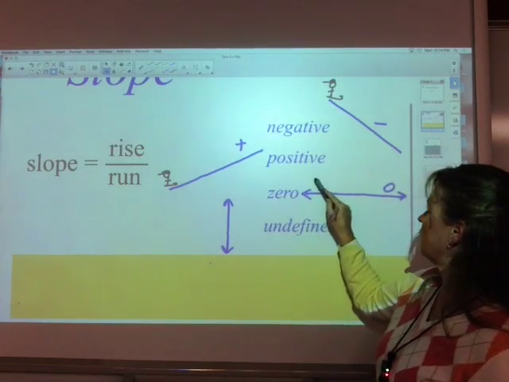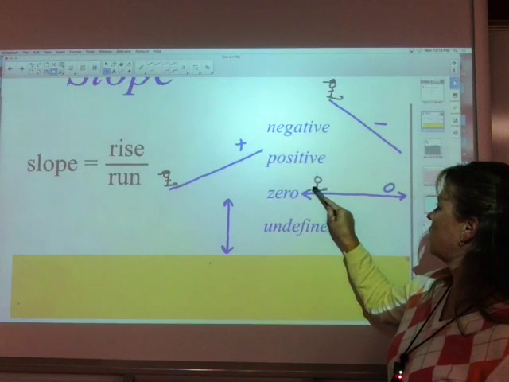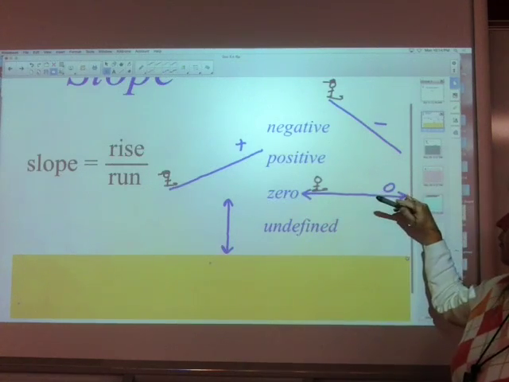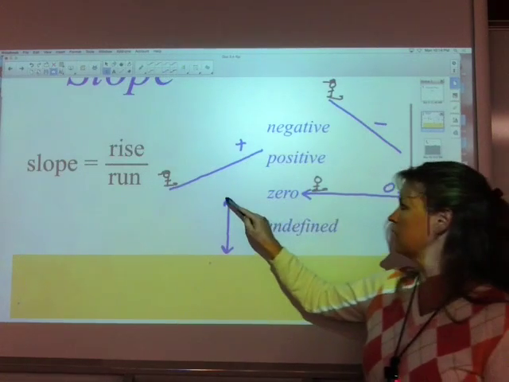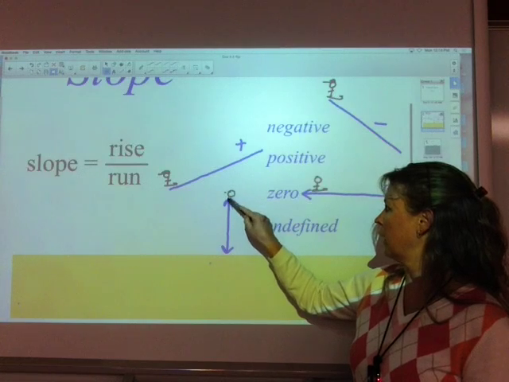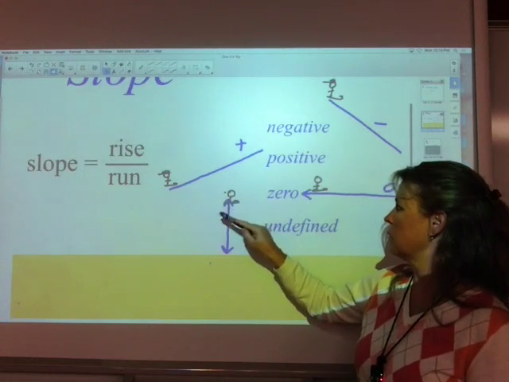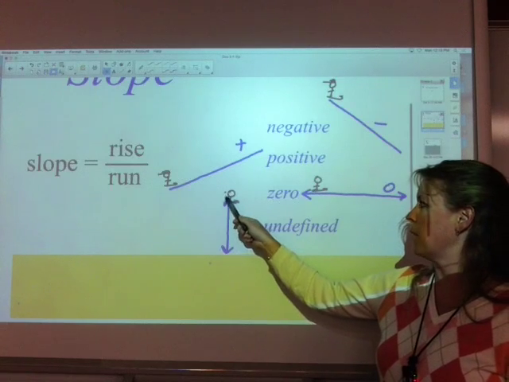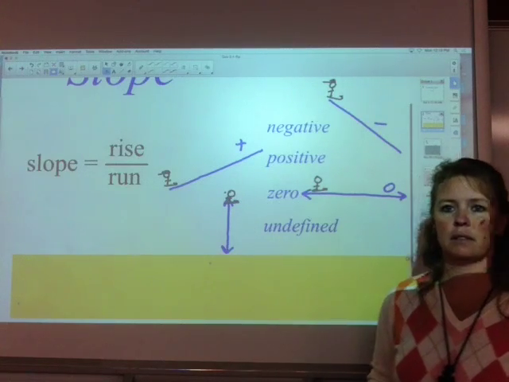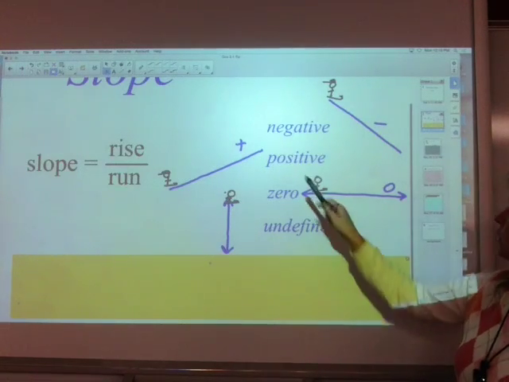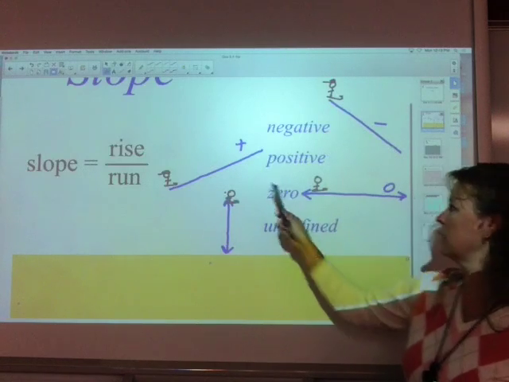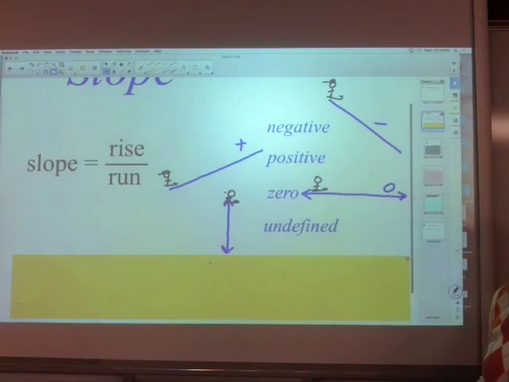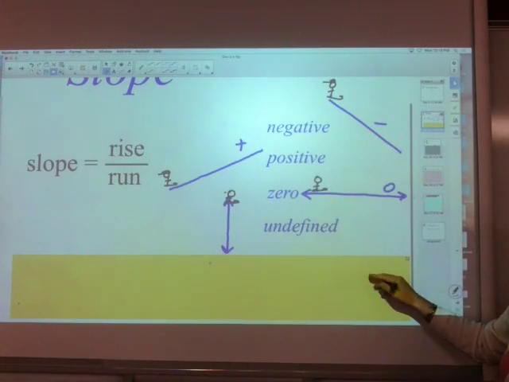If we're talking about our skiers again, here's our cross-country skier that's skiing with no hills. This is your cross-country skier that is dying because he's going off of the cliff. He is undefined at the bottom of the cliff if he tries to ski an undefined slope. So you have your negative, positive, zero, and undefined slope, all relating to your rise over your run.